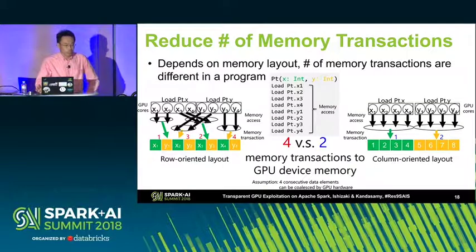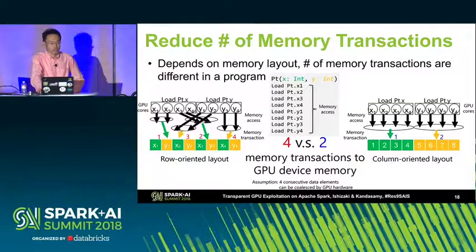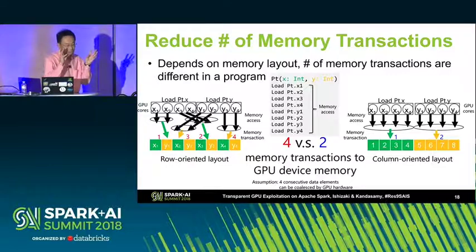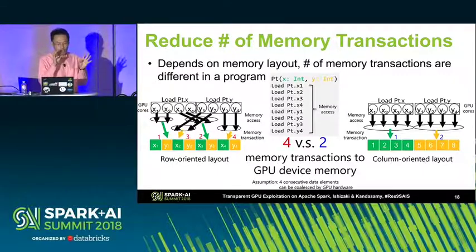The second part is why it is important to reduce the number of memory transactions. In the middle, there is one sample program. This program has 8 load instructions. But depending on the memory layout, even with the same program, the number of memory transactions, meaning accesses to the physical memory hardware, is different.